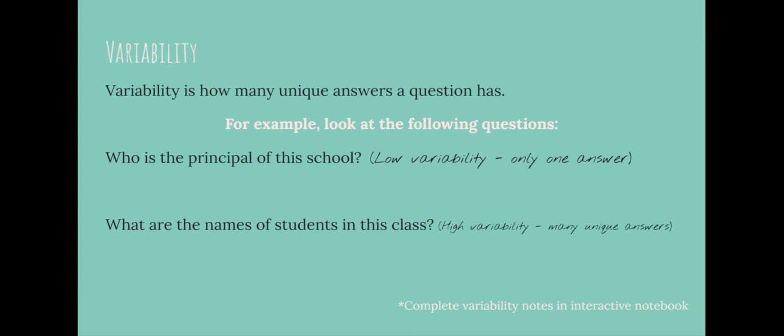Otherwise, let's go. Variability is how many unique answers a question has. So the more different answers I get, the more variable a set of data is. Who is the principal of this school is that first example we have. This is a very low variable question because it only has one answer. That's as low variability as you can get, versus what are the names of students in this class, which is a pretty high variable question because it has a lot of unique answers. I have a class of 20, I'm probably going to get 20 different answers to this question.